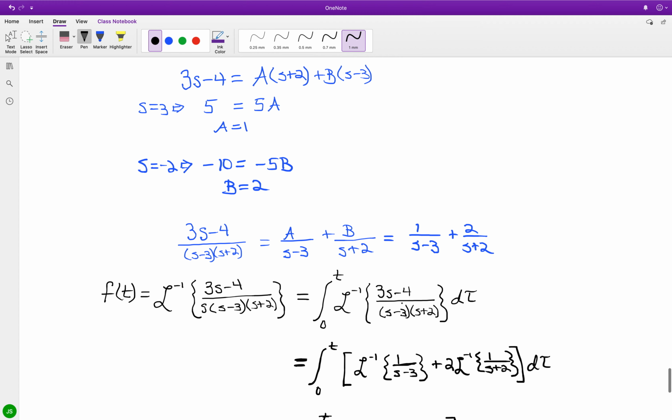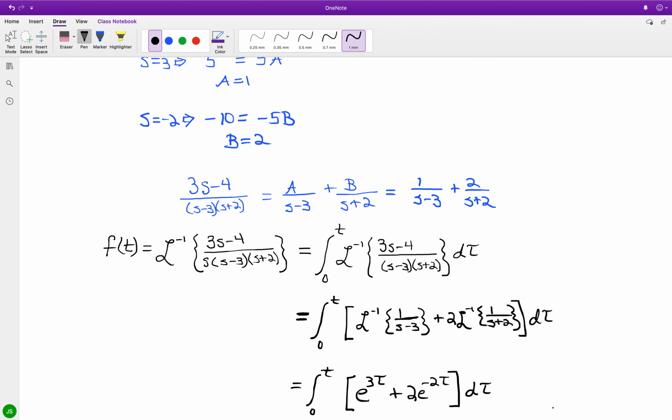So for the ratio, breaking it up, we have integrating the inverse Laplace transform of 1 over s minus 3, plus 2 times the inverse Laplace transform of 1 over s plus 2, and again integrating over tau. The inverse Laplace transform of 1 over s minus 3 would be e to the 3t, or in this case e to the 3 tau. And we have plus 2 times the inverse Laplace transform of 1 over s plus 2, which would be e to the negative 2t, or in this case e to the negative 2 tau.